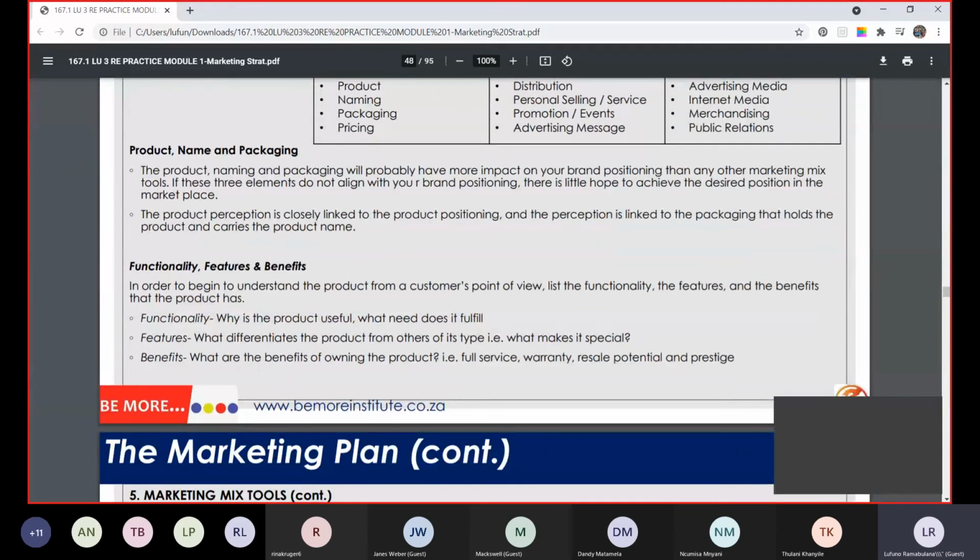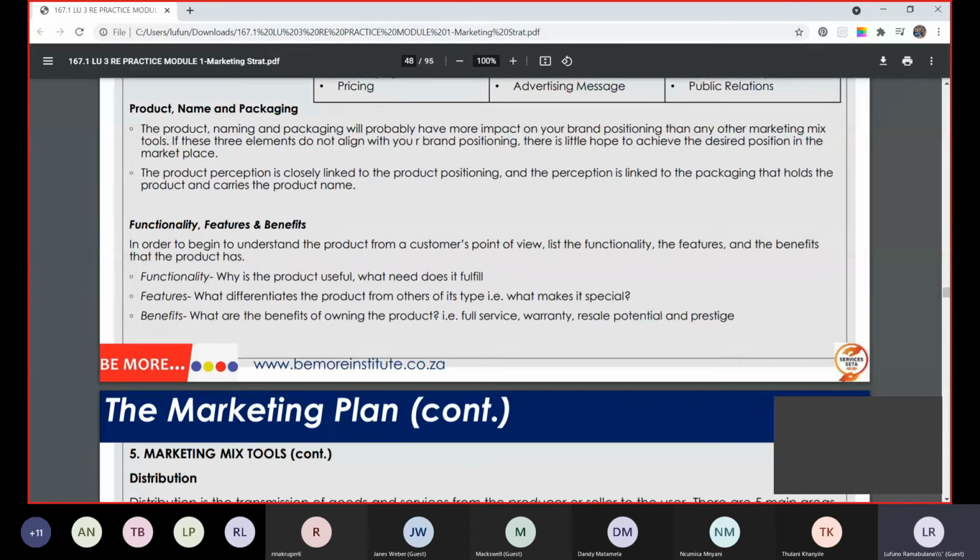Your product, your name, and your packaging. The product name and packaging will probably have more impact on your brand positioning than any other marketing mix tools. If these 3 elements do not align with your brand positioning, there is little hope to achieve a desired position in the market. The product perception is closely linked to the product positioning, and the perception is linked to the packaging that holds the product and carries the product name.